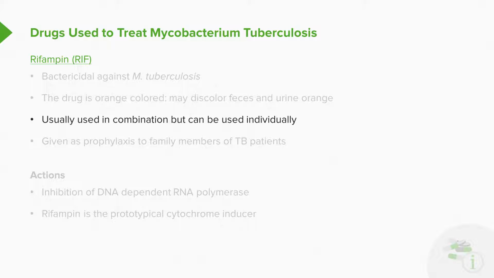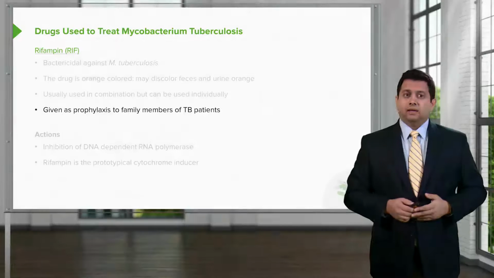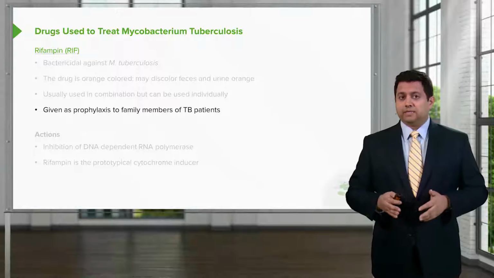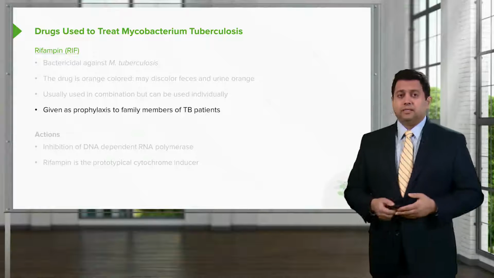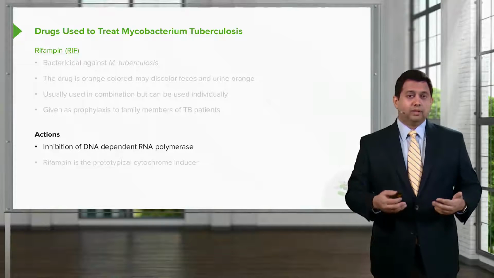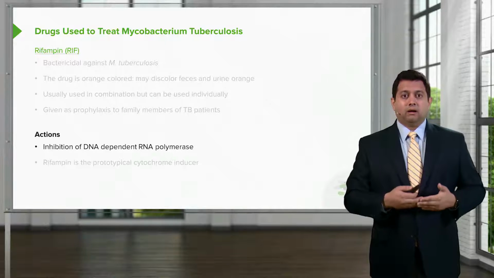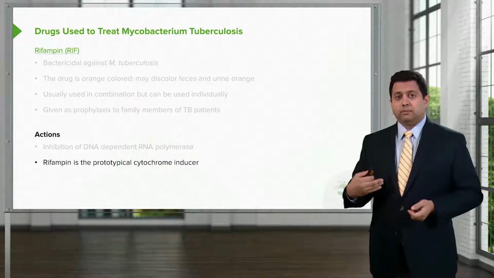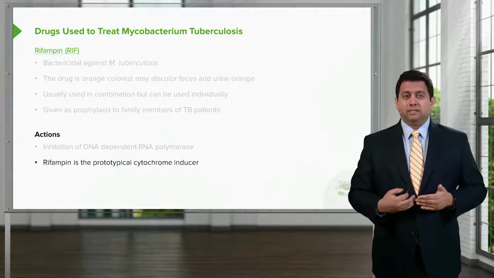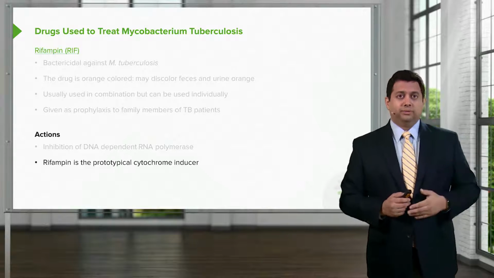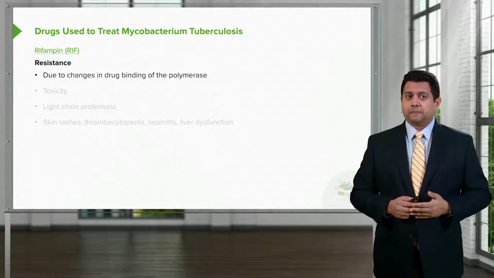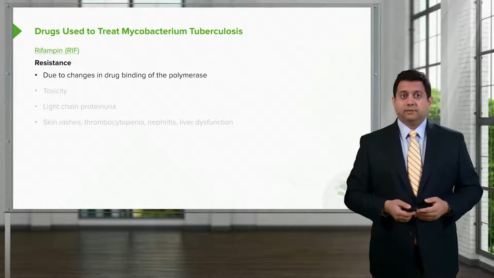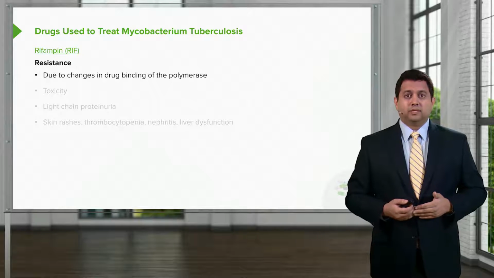It's usually used in combination. Sometimes we used it individually, but quite frankly, in the last 15 years, I've never seen it used individually. It's given as prophylaxis to family members of TB patients on a fairly regular basis now. In terms of how it works, it inhibits DNA-dependent RNA polymerase, and rifampin is the prototypical cytochrome inducer, as I mentioned before, so you'll hear a lot about this agent way out of proportion to its level of use in the community. In terms of resistance to rifampin, it is due to changes in drug binding of this polymerase.